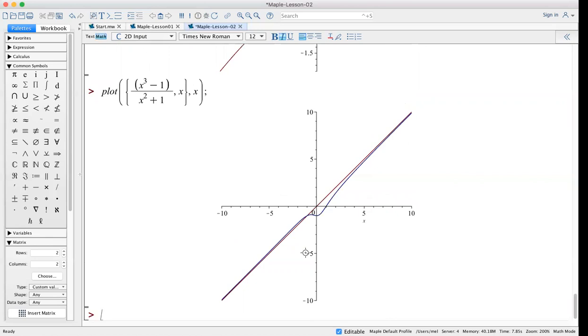And here they are. Maple puts them in different colors. So you can see the blue is this rational function. The red is the straight line, y equals x. And we get very close together. If I plot this, let's say, from minus 100 to plus 100, you can't even tell them apart. These functions are so close together.